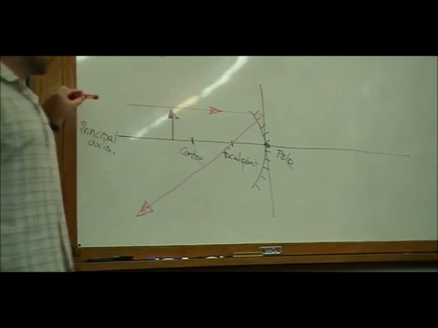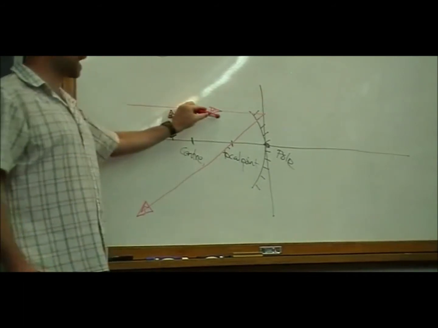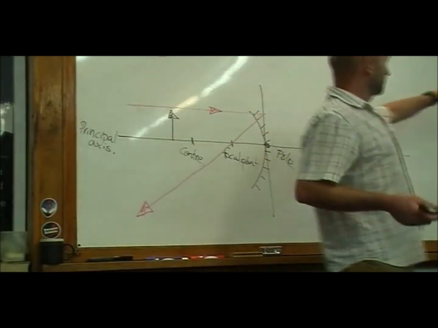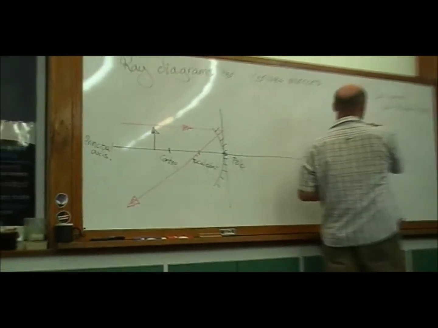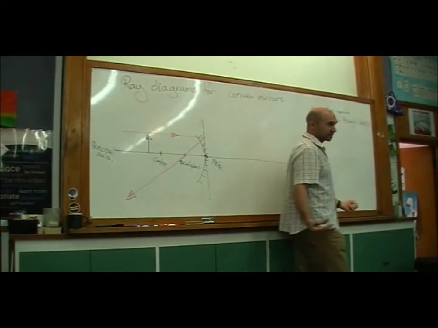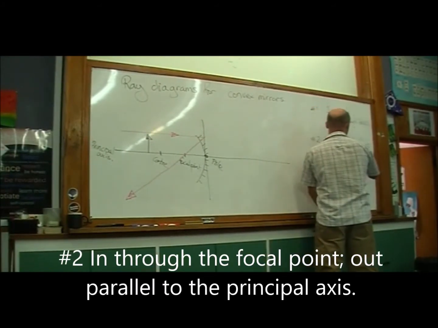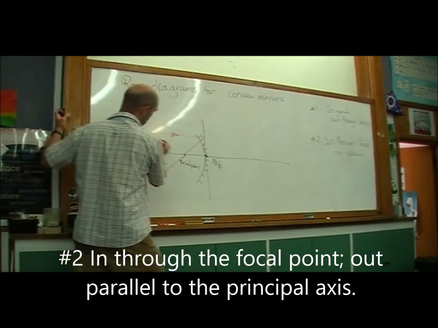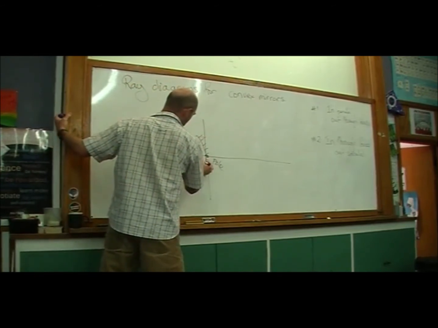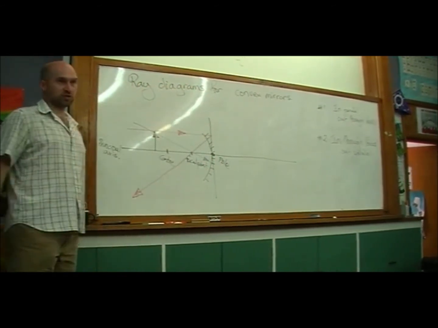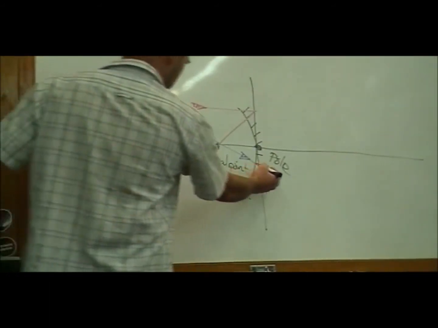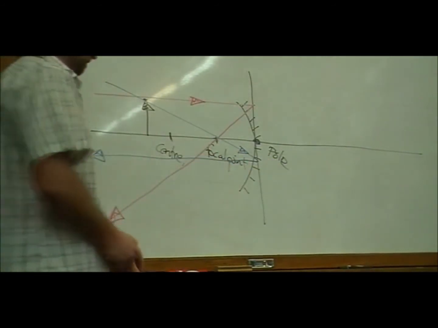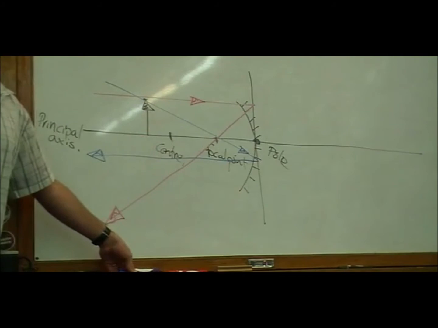Noticing that we've got straight ruled lines for our rays, and arrows to show the direction that the light's going in. The second rule is just the opposite: in through the focus, out parallel. We're going to line up the top of our object with the focal point and go right through until that ray hits the vertical axis out the back, and then out parallel with the principal axis. Straight ruled lines with arrows to show direction.